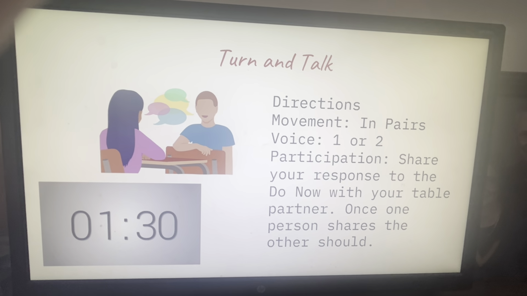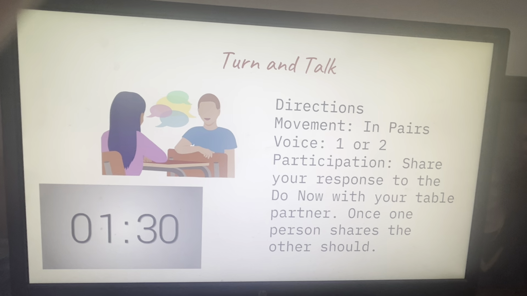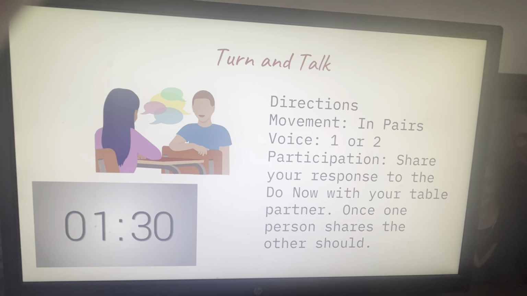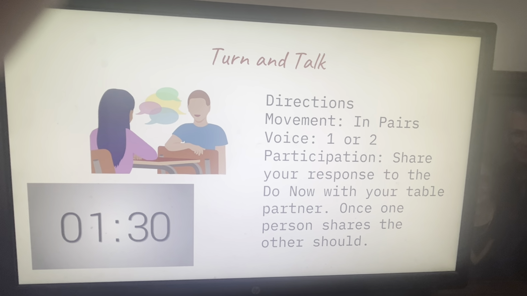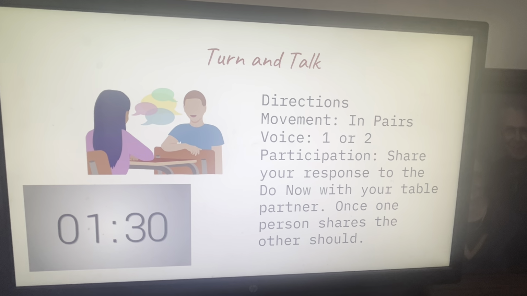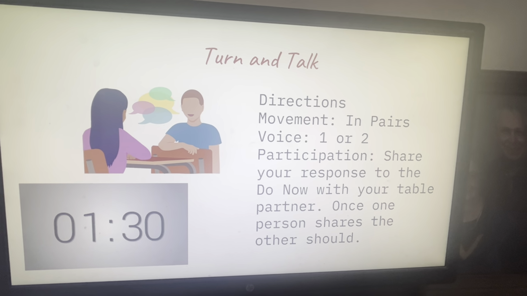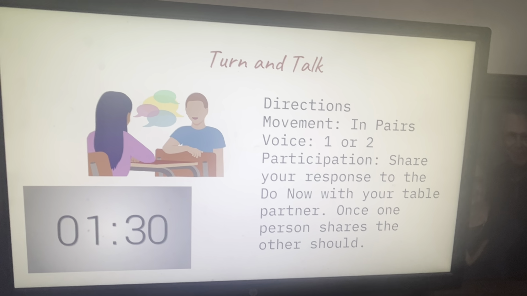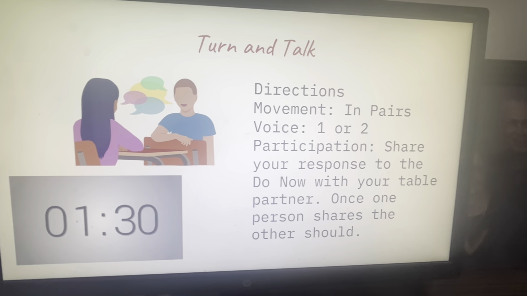This activity is a short lesson, short term. Students are only given about 1.5 minutes to be able to discuss. So this will allow them to be able to speak, but not to get off task.